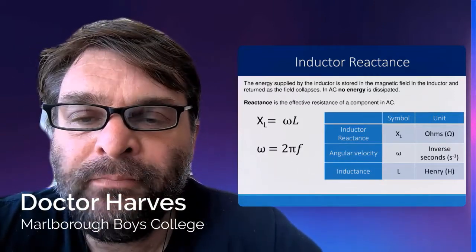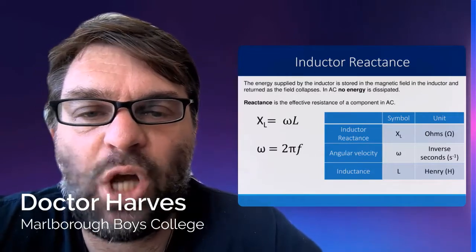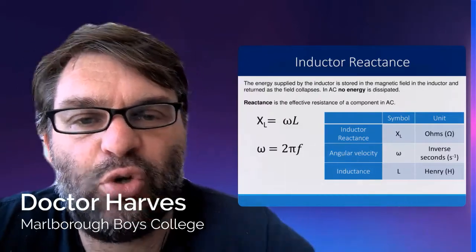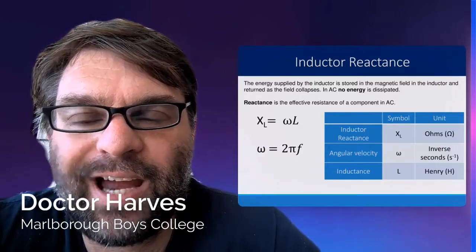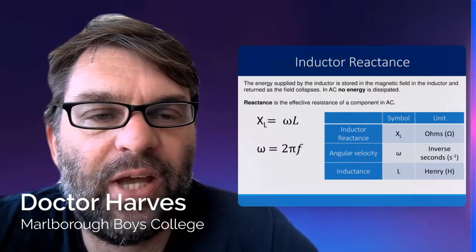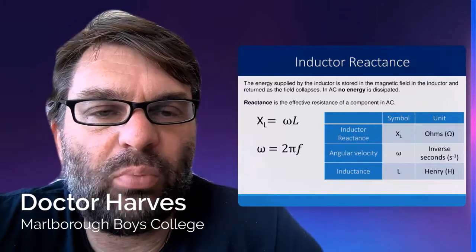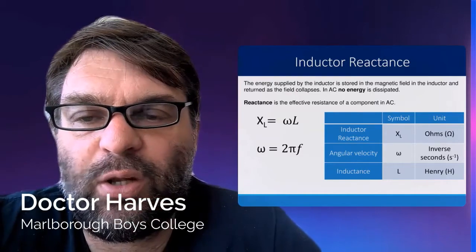So the equation is that the reactance of an inductor equals omega L, okay, where omega is 2 pi F. And you can just use it like Ohm's law as well, where the supply voltage will equal the current times XL. And XL being effectively a resistance has the units of ohms, and angular velocity and inductance we've already looked at before.